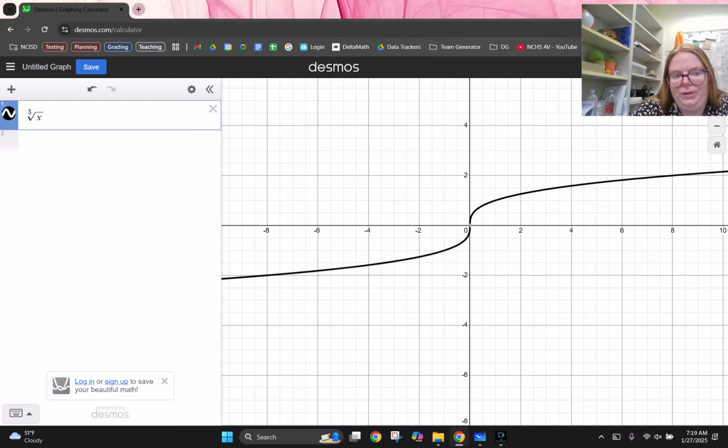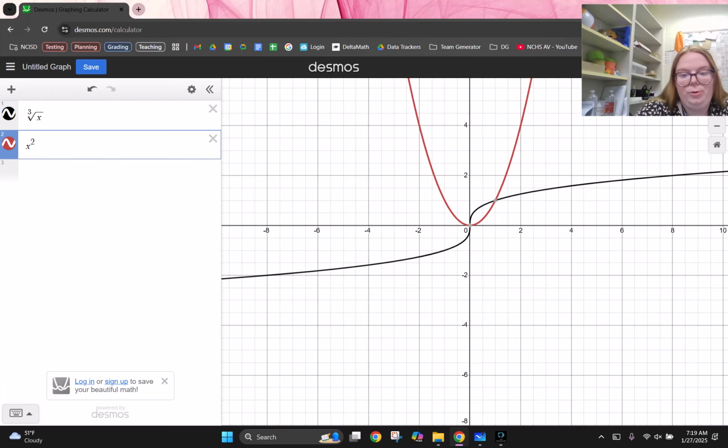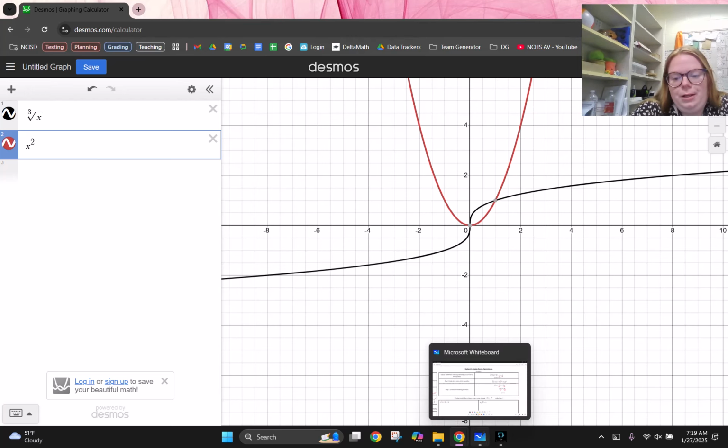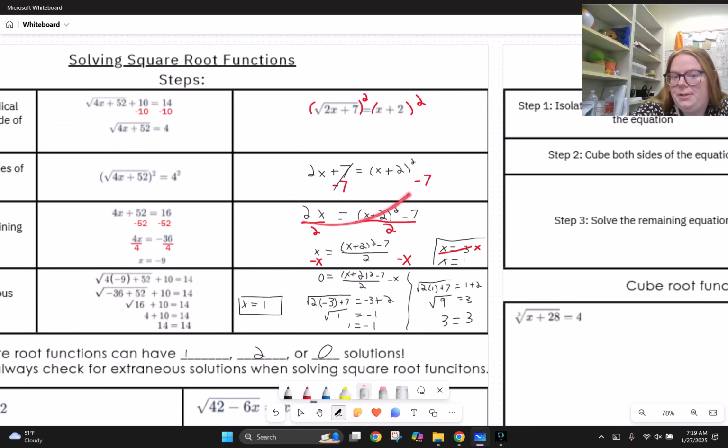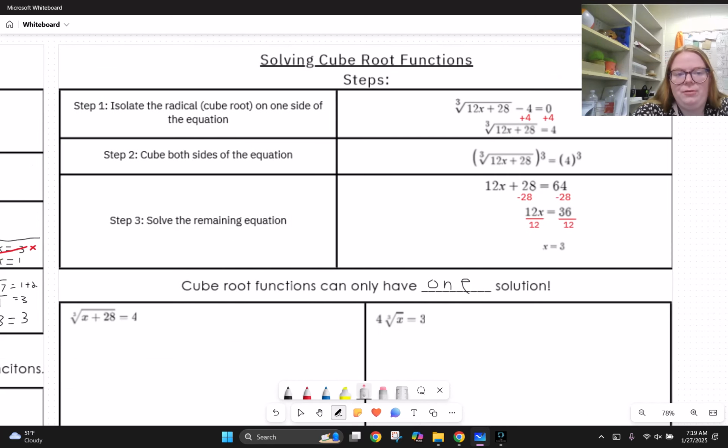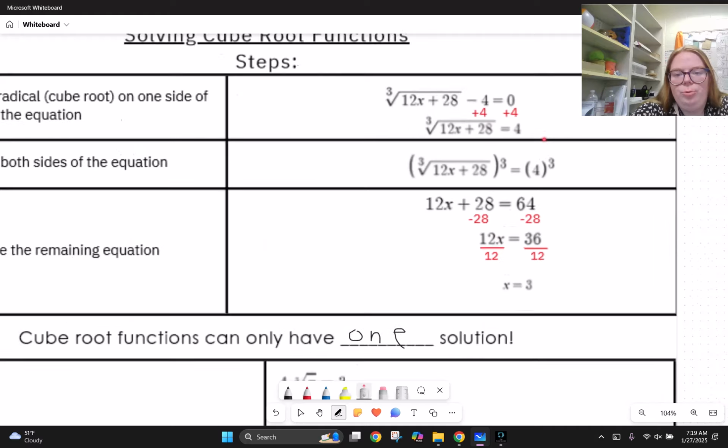So they can only ever have one solution. Again, with the square root equations, they can have multiple because we've got both sides, or quadratics can have multiple. So let's solve a cube root equation. I've also got an example up here, not as much because, again, it's very similar to what we just did, just now we have a cube root.